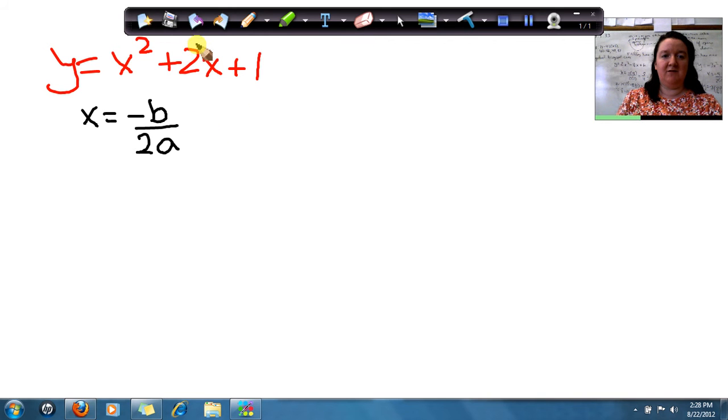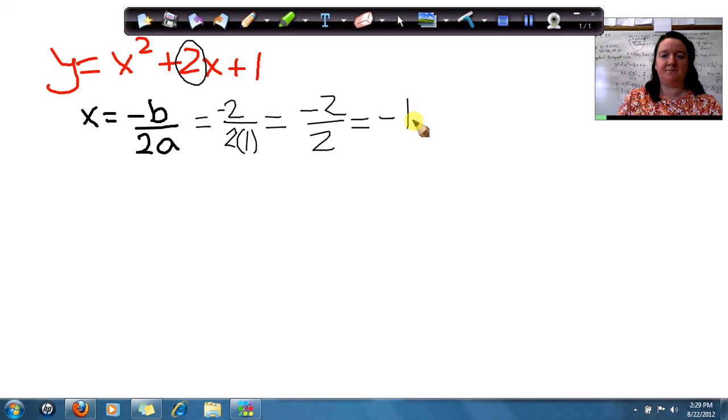If I take negative b, my b value is 2. So I'm going to take negative 2 over 2 times my a value. And in this question, the a value is 1. So we're going to take negative 2 divided by 2, which gives us negative 1. So now I have my x value for my vertex, and I want to find my table so I can graph it.